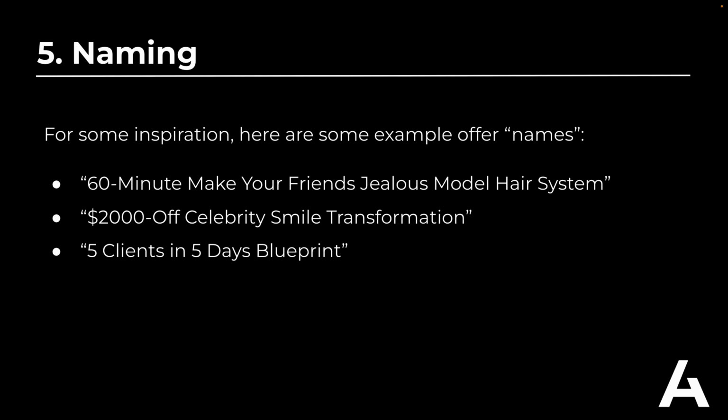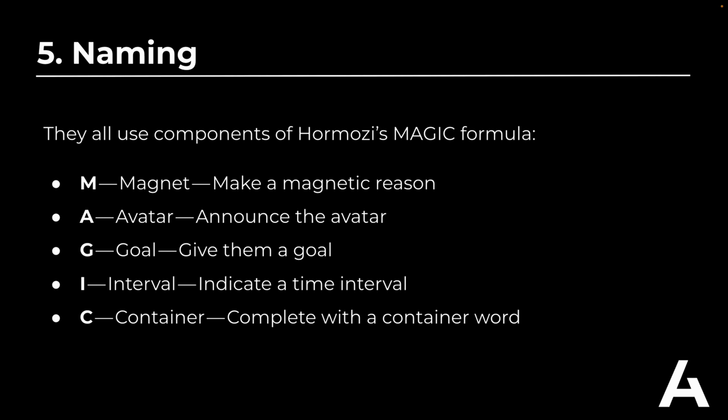For some inspiration, here are some example offer names. 60-minute make your friends jealous model hair system. $2,000 off celebrity smile transformation. 5 clients in 5 days blueprint. They all use the components of Alex Hormozi's magic formula.